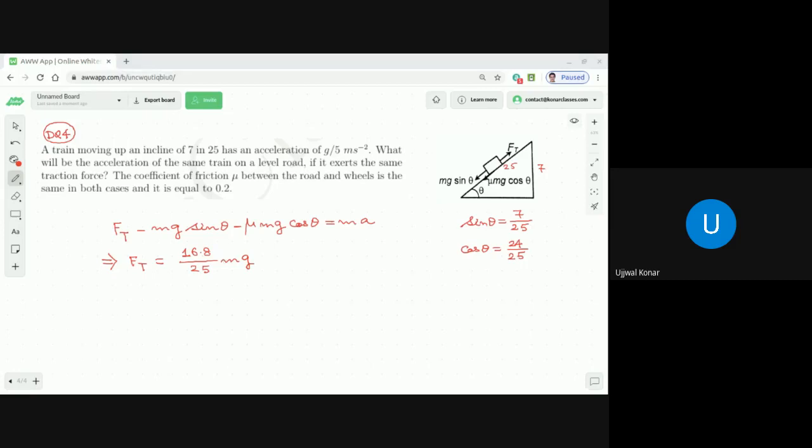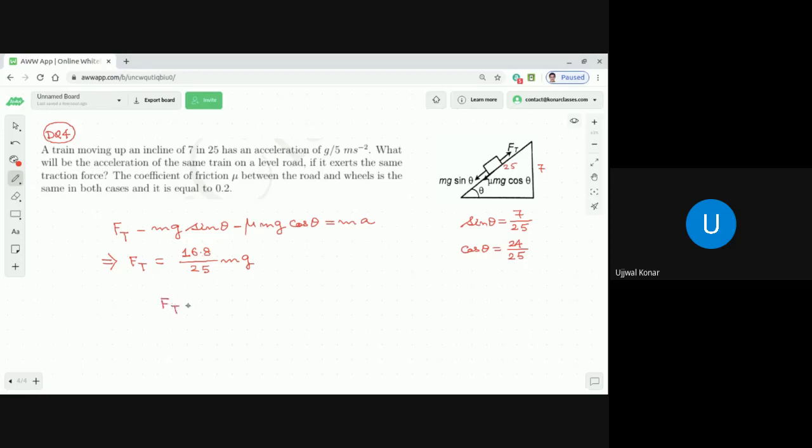Now on the level ground, things are pretty simple. So that was the inclined plane. And on the level ground what you will get is that Ft minus mu m g is equal to m a.